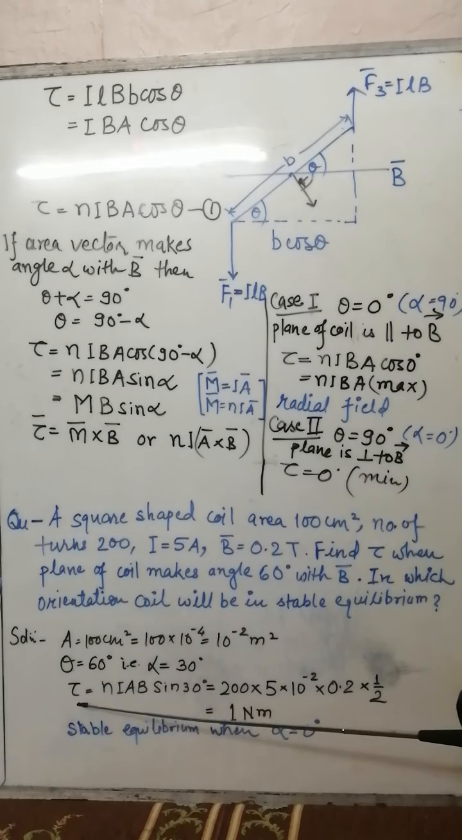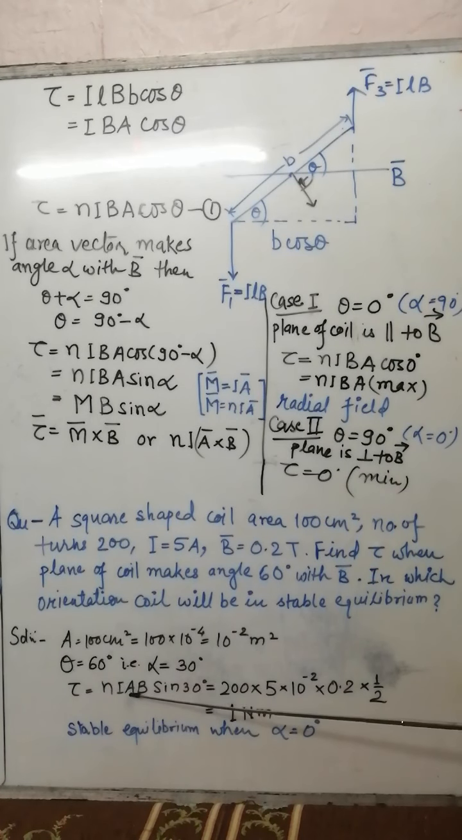So tau is equal to NIAB sin 30. Putting all the values: N, the number of turns, 200, into current 5 ampere, into area 10 to the minus 2 meter square, and the magnetic field is 0.2 Tesla, into sin 30. Sin 30 is 1 by 2. So on calculating it, we will get the value 1 Newton meter.